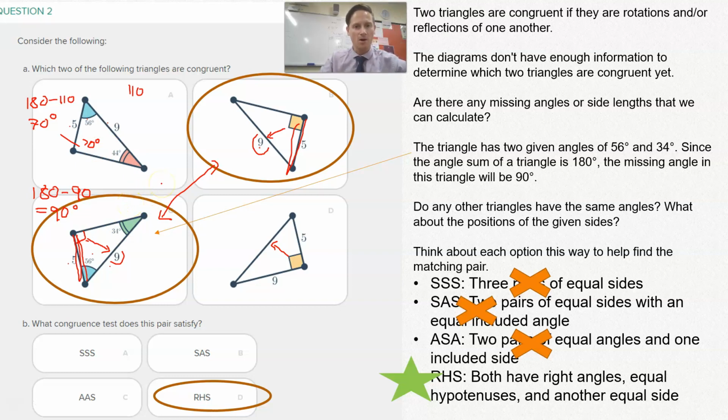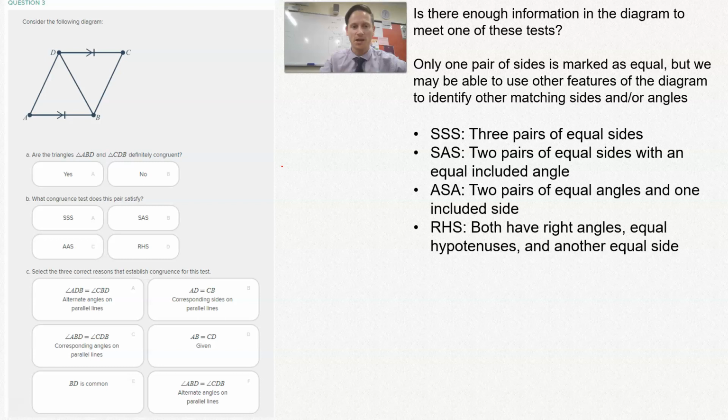Okay. Remember, congruent triangles are the same. They're just rotations or reflections. All right. So that was pretty tricky. I'm going to skip this one because we're not going to be looking at too many quadrilaterals. So we're going to skip this one for now.